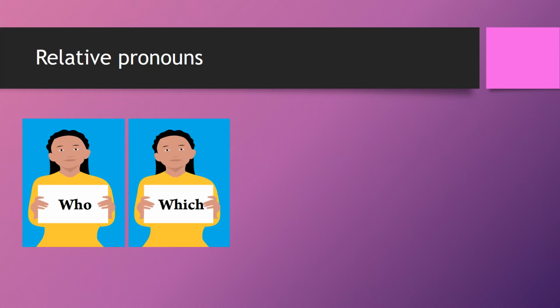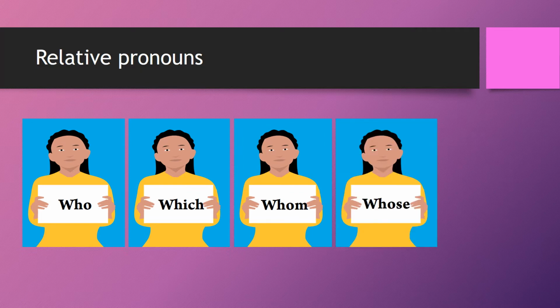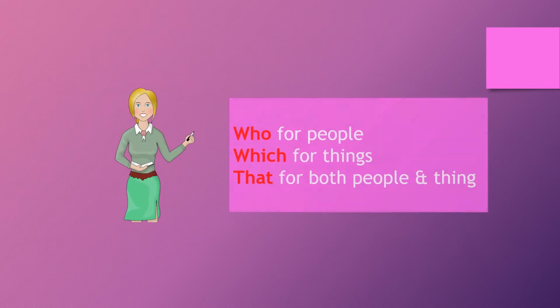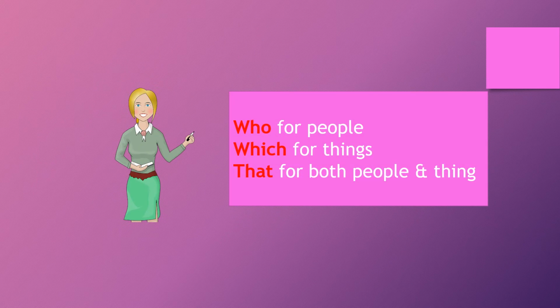Who, which, whom, whose and that. In today's lesson, we are going to see about who, which and that. Let's see where those relative pronouns are used. Who is used for people, which for things, that for both people and things.